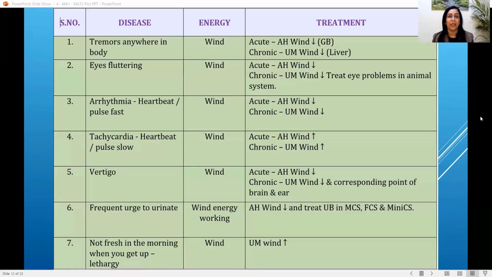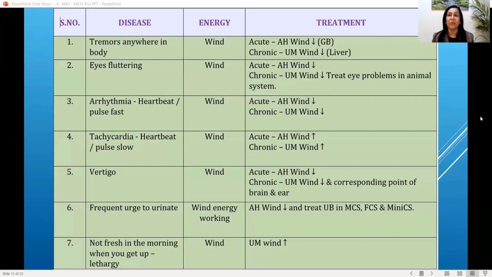Then next is frequent urge to urinate, which is also taken as wind energy working because you want to urinate again and again. So in this also, you will sedate the gallbladder meridian for an acute problem. And this is usually an acute problem. This usually doesn't stay chronic, so I've not written chronic. But along with this, you can treat your urinary bladder in the main correspondence system, the finger correspondence system, and the mini correspondence system, which I haven't taught right now, but maybe in the future.